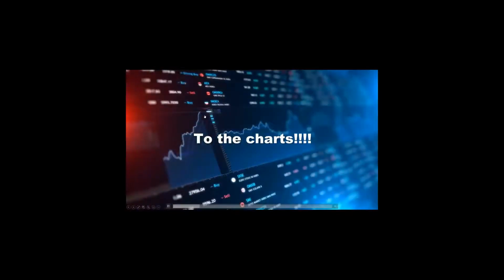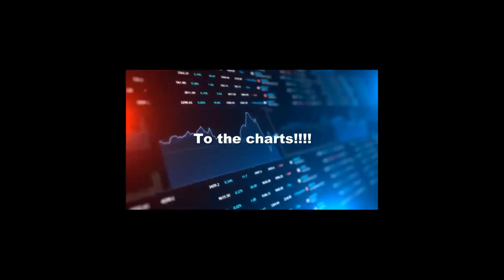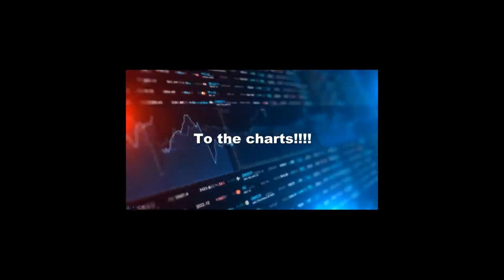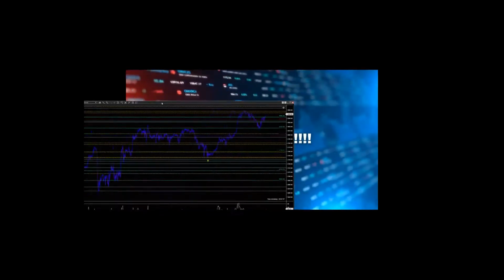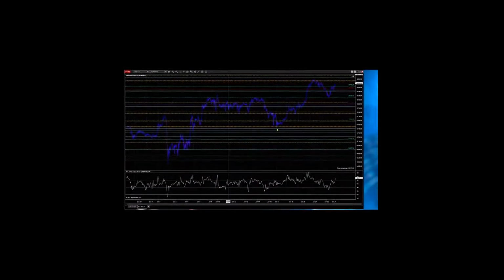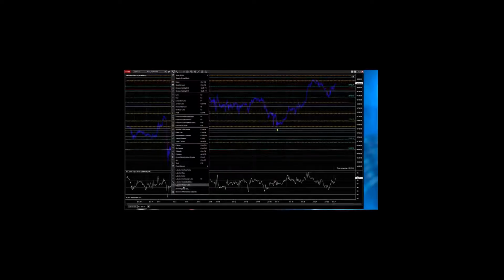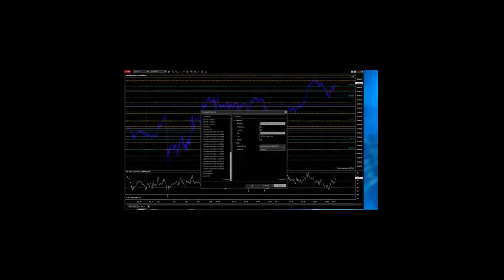So I want to jump to the charts real quick here. And last week, I went into all the details of what I meant by support and resistance and all that. So really quickly, and let me just clean up the chart here. I should have done this beforehand. Let me just take all of that off. And I just want to show you what I mean.